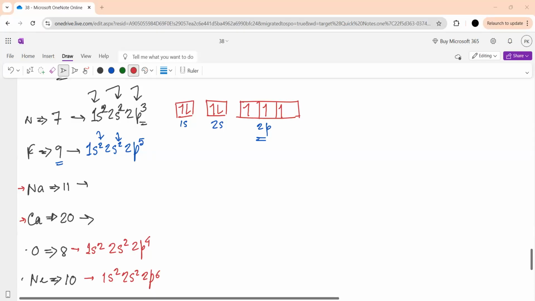For sodium 11, the answer is 1s2, 2s2, 2p6, 3s1. Very good. And for calcium, it is 1s2, 2s2, 2p6, 3s2, 3p6, 3d2.